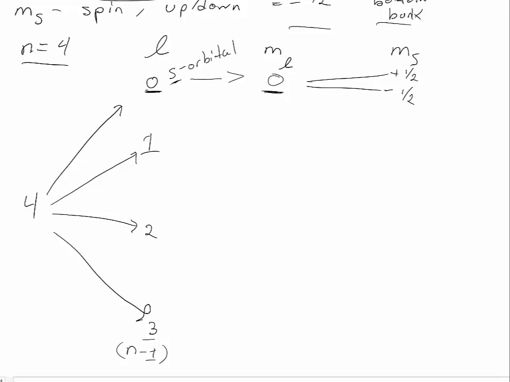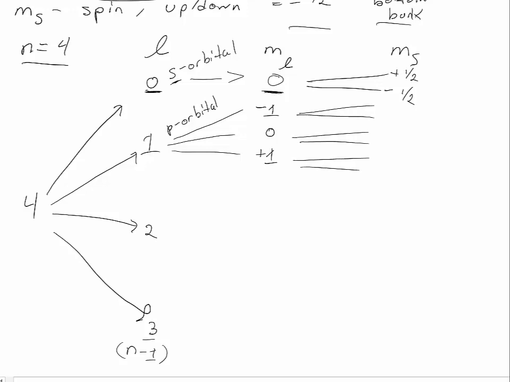When you look at the l of 1 in the fourth shell, just as in all other shells where there are p orbitals, there are 3 p orbitals, and their m sub l values range from -1 to 0 to +1. And for each of those, there are 2 spin values. I'm not going to write all of the 1/2 fractions here.